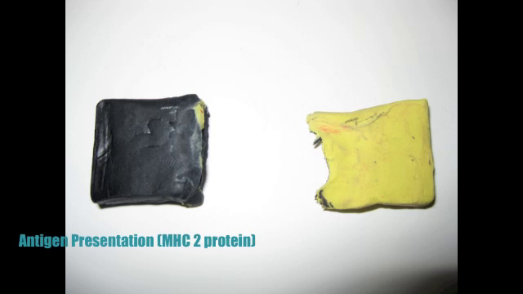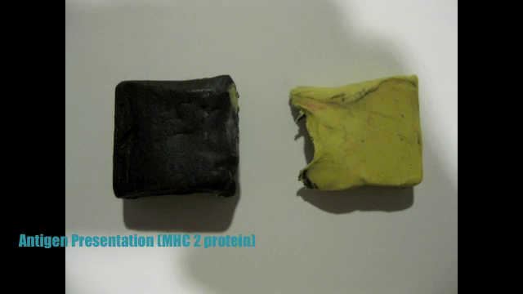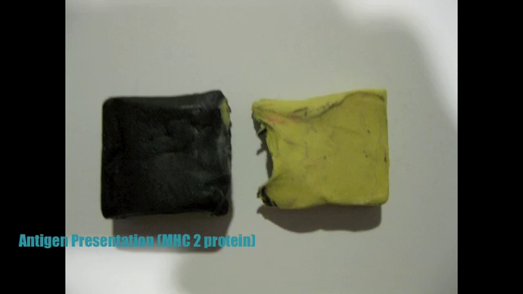In the third stage, antigen presentation occurs. Here, the black square, which is the antigen, is presented to the MHC2 protein, a yellow square, on the cell's surface. The MHC2 protein then fuses with the antigen.